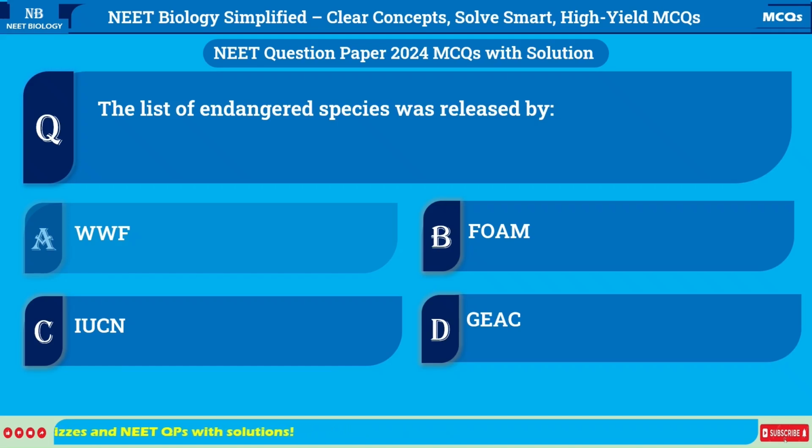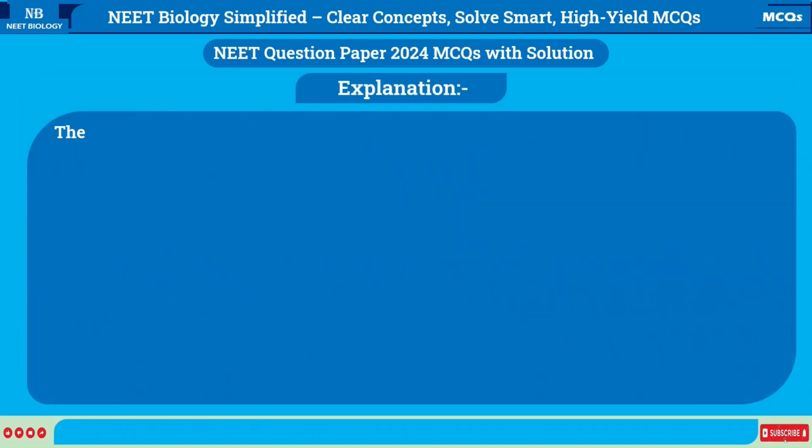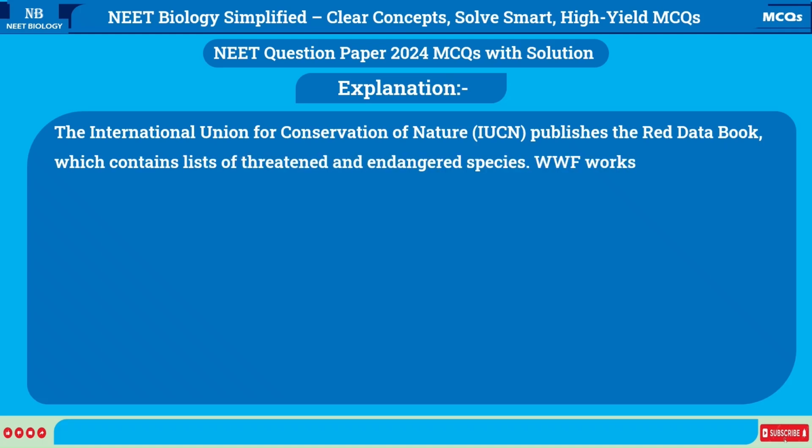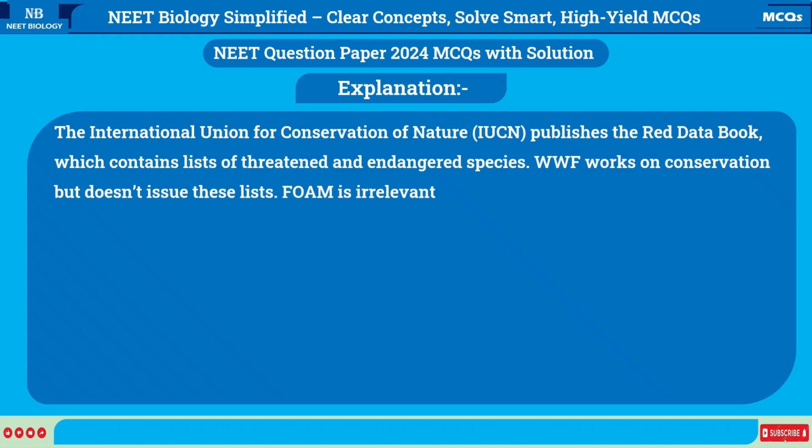Correct answer is C. IUCN. Explanation. The International Union for Conservation of Nature, IUCN, publishes the Red Data Book, which contains lists of threatened and endangered species. WWF works on conservation but doesn't issue these lists. FOAM is irrelevant here, and GEAC deals with GMOs, not species endangerment.